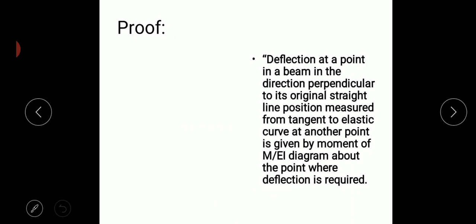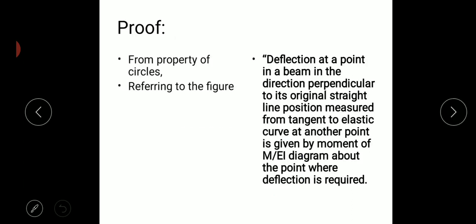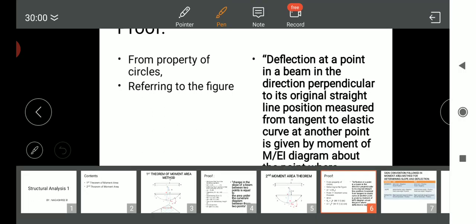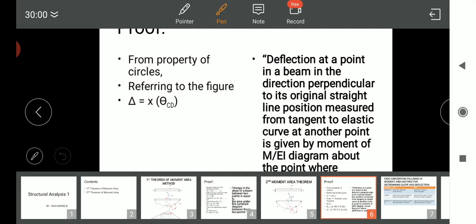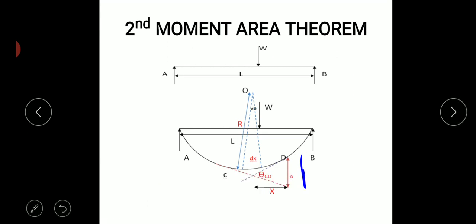So again, I have the property of circles. Referring to the figure here, I can straight away take it as delta is equal to x into theta CD. I go back to the previous slide here. So delta is equal to x times theta CD.